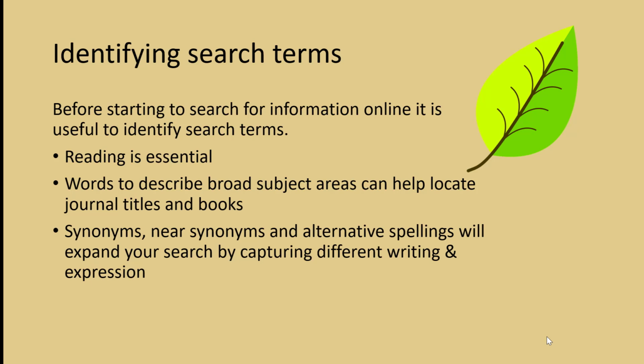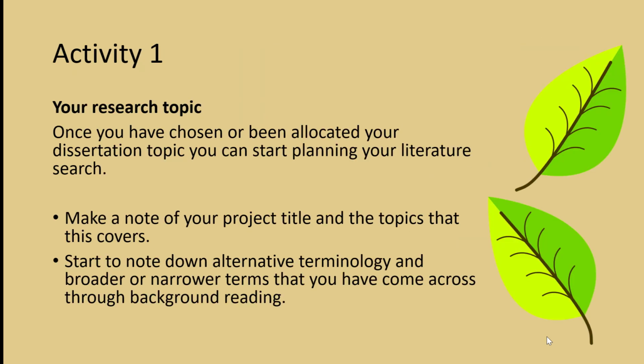As soon as you've chosen or have been allocated your dissertation topic, you can start planning your literature search. Write down your project title and the topics that this includes and that you'll need to research. Start to note down any synonyms or alternative terminology that you've come across in your background reading. You may want to pause the video here.